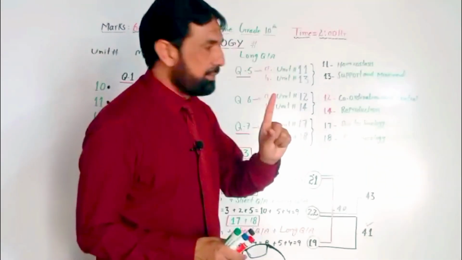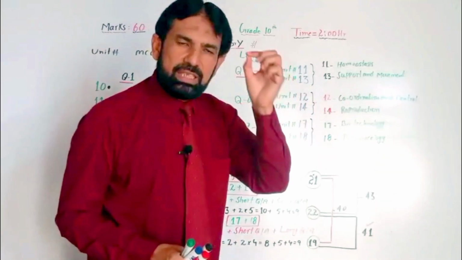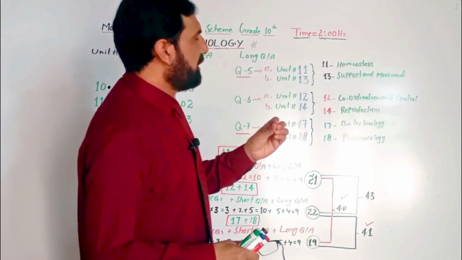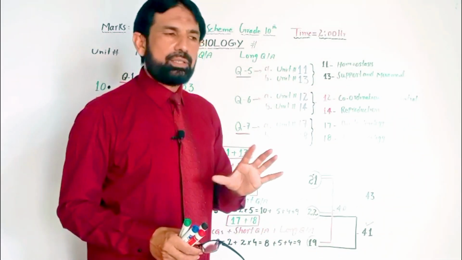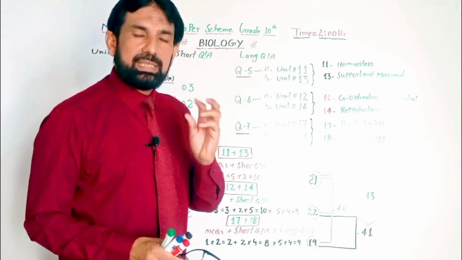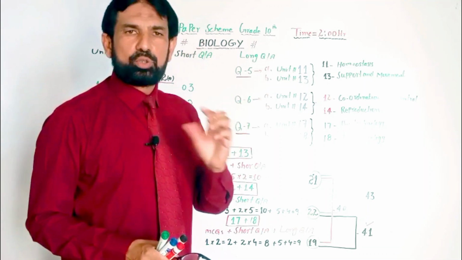Homeostasis, so simple a chapter. Support and movement, an even simpler chapter. So both these chapters are very simple. No deep understanding is needed, no deep knowledge is needed. You will be able to understand these chapters easily and the learnings are also very simple.